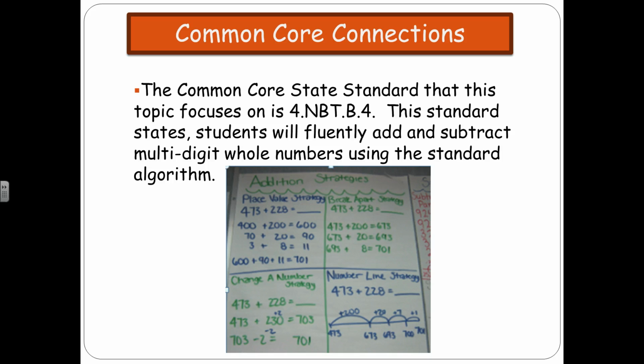Common Core connections. The Common Core state standard that this topic focuses on is 4.NBT.B.4. This standard states students will fluently add and subtract multi-digit whole numbers using the standard algorithm. This standard is not limited to the U.S. standard algorithm. I will talk about some other strategies that are embedded within the standard and are important for students to know and understand prior to learning the U.S. standard algorithm of addition.